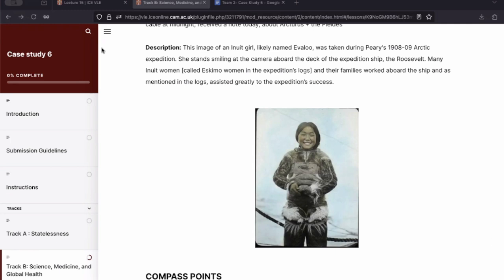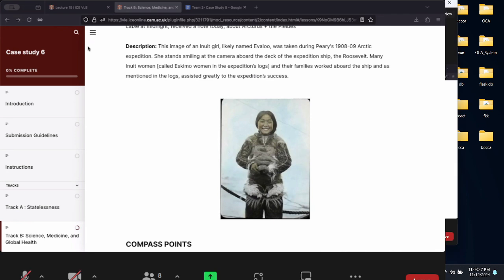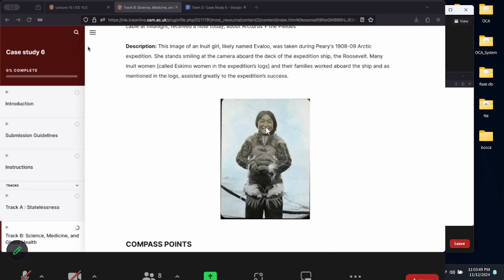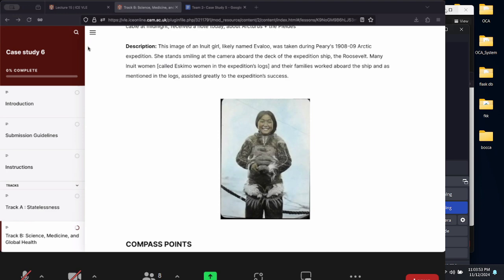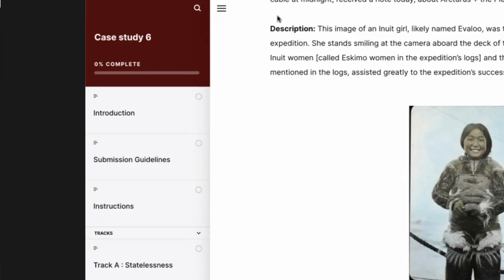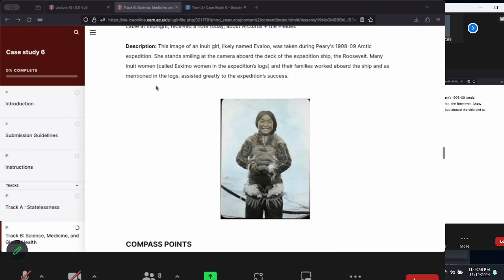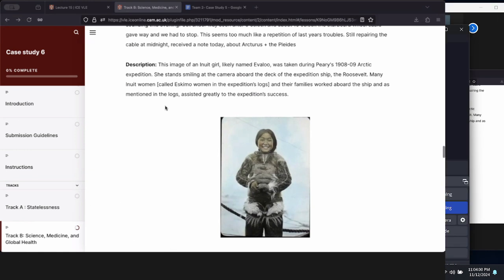It also looks like she's standing on the ship, right? There's a rope at the back. You can see a little bit of the wood. So she's on the deck of the ship itself. So it means she's accompanying them on the ship. She's up above board. She's on the deck. These are some hard facts that we can actually extract.